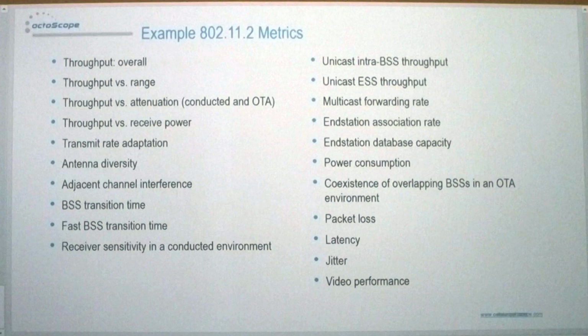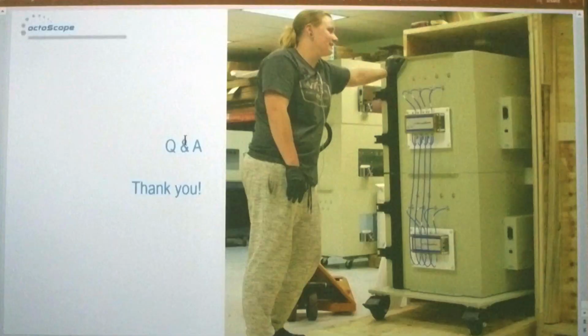Overall throughput versus range versus receive power, transmit rate, antenna diversity, transition time, this is the roaming test, receiver sensitivity, this is usually run with fixed MCS. IEEE has guidelines specific for each modulation coding scheme. It expects a certain curve for each MCS. So that's a good way to check the receiver. Multicasting, power consumption, latency, jitter, this is for voice, packet loss, video performance, so all of these are useful tests that we can run.